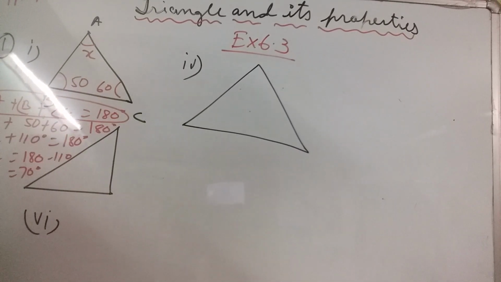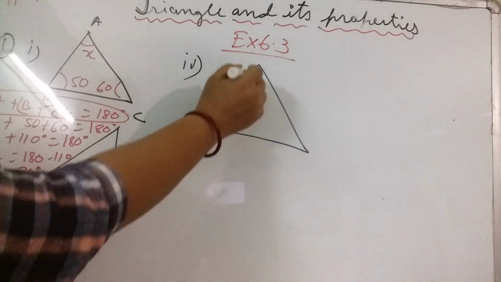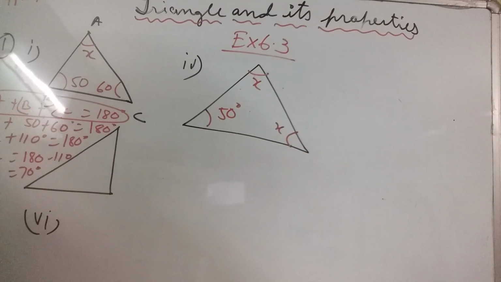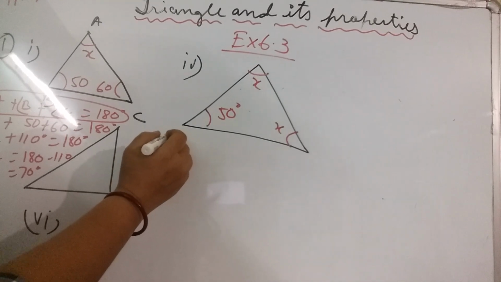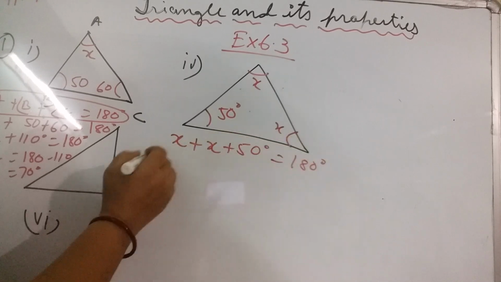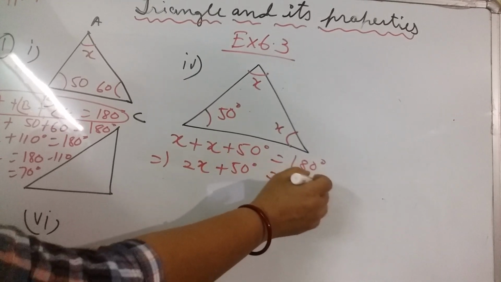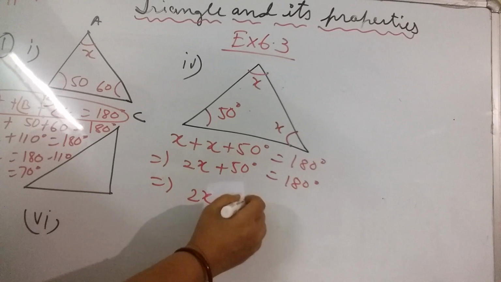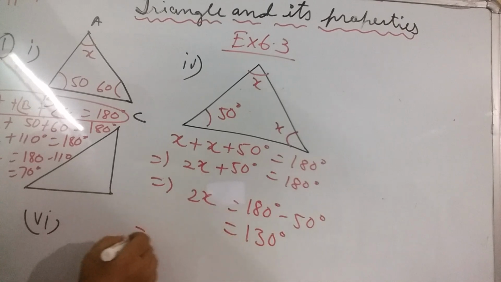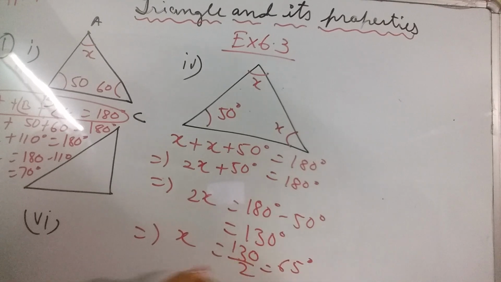Okay, next we will do question number 4, that is given. This is 50 degree and these are x and x. So according to the angle sum property of a triangle, we get x plus x plus 50 degree equals 180 degree. So x plus x is what? 2x. 2x plus 50 degree equals 180 degree. So 2x equals 180 minus 50 degree, that is 130 degree. So x equals 130 by 2, that is 65 degree.